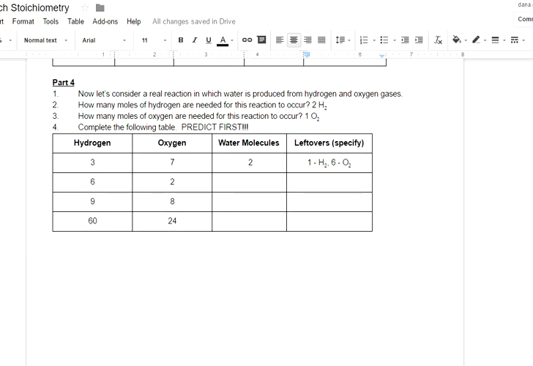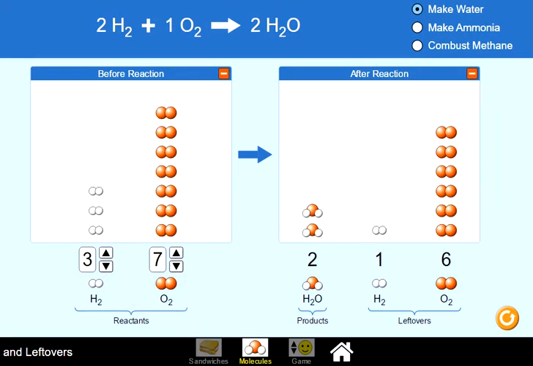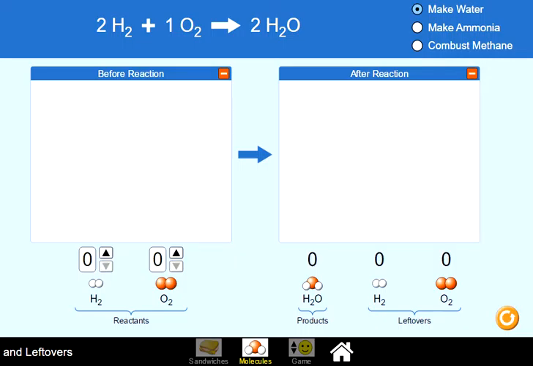So now I'm going to scroll down to part 4 here. I went in and answered these questions up here. Let's consider a real reaction in which water is produced from hydrogen and oxygen gas. How many moles of hydrogen are needed for this reaction to occur? Well, it gives me the balanced chemical reaction here. Let me reset this. Right up here, when I say how many moles, we're looking at the coefficient in front. And so therefore I need 2 moles of hydrogen gas.